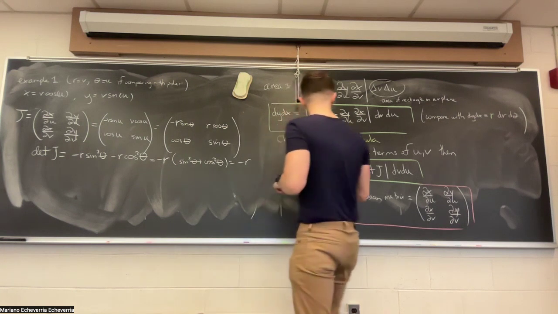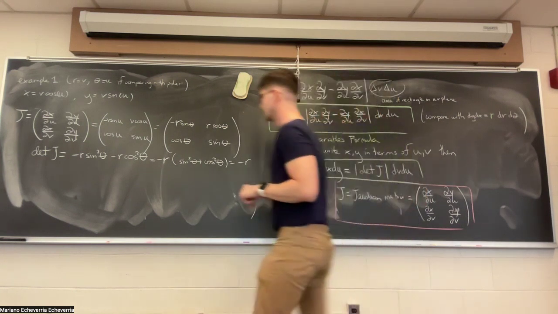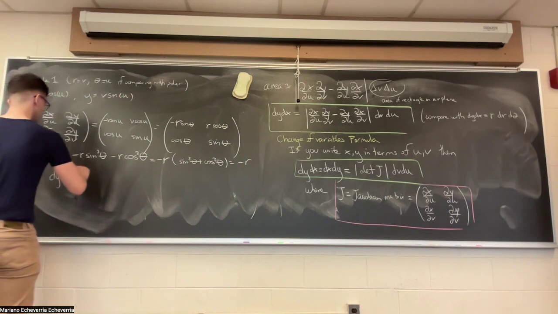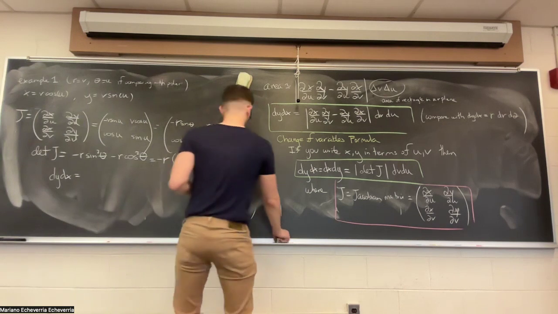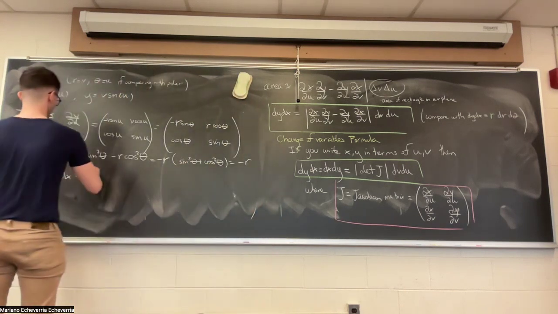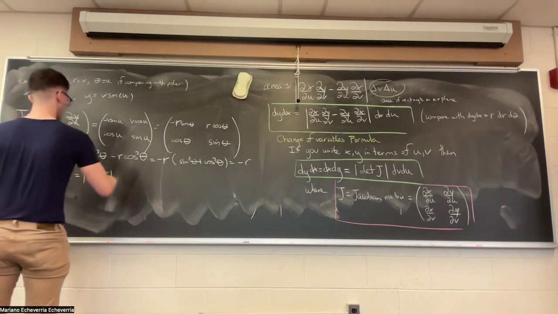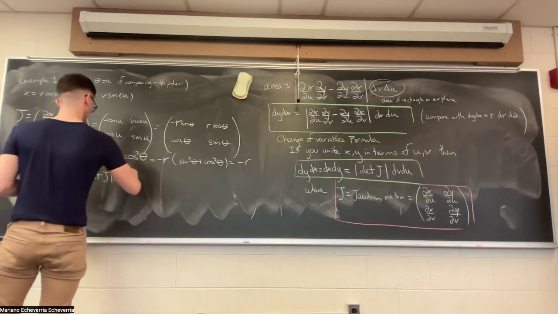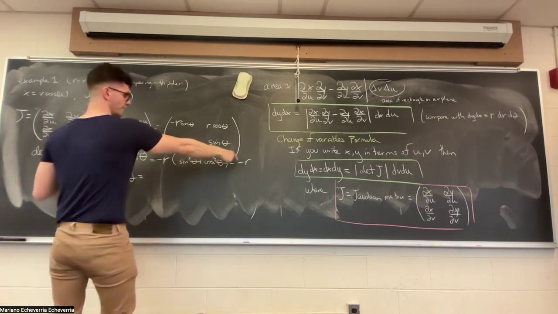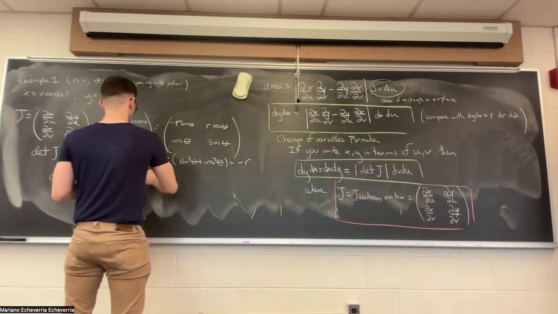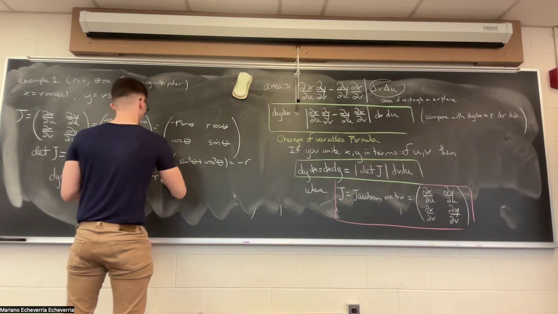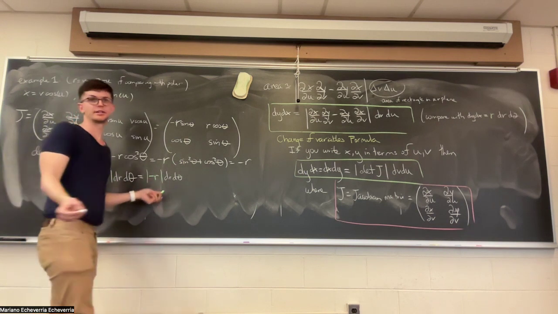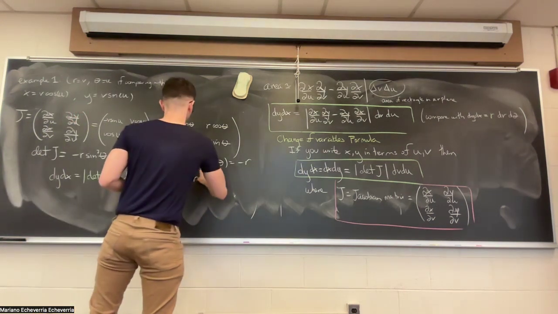So the change of variables formula says that dy dx is the absolute value of the determinant of J times dr d theta. But the absolute value of negative r is just r, so that's r dr d theta, essentially because r is always non-negative in polar.